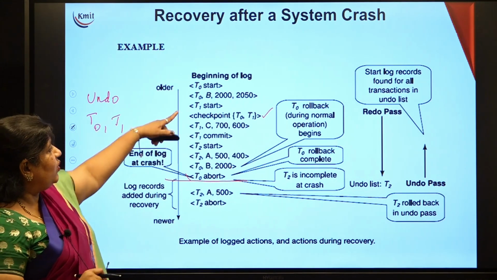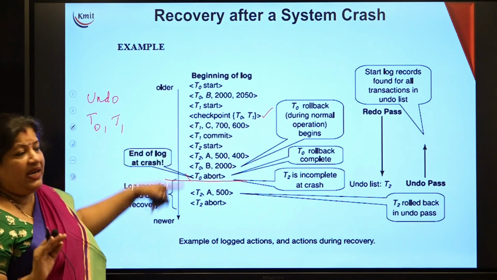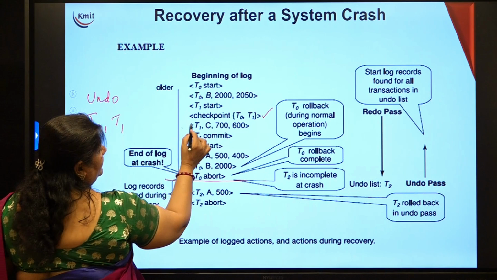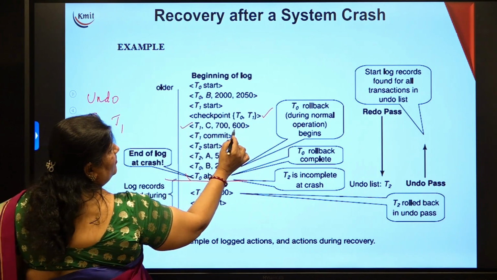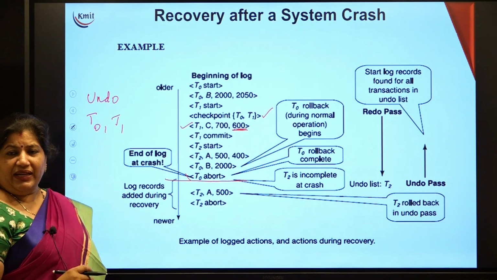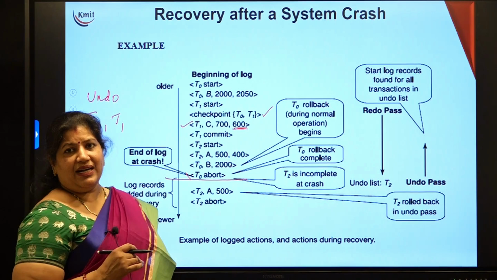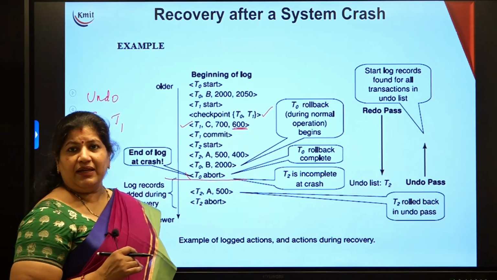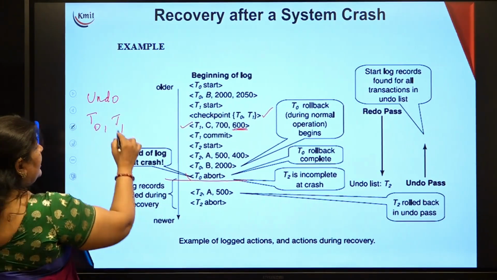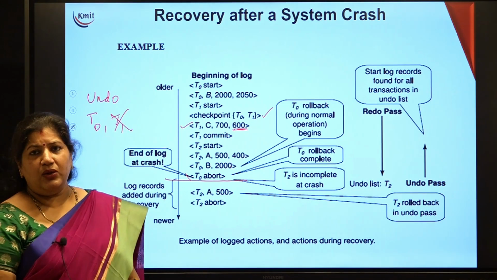Let us try to do it. From here, what is it going to do? It is going to redo the operations. Now look at this. It is going to update the C value to 600. Transaction T1 is going to update the value to 600. Now I see that there is a commit. Because there is a commit, this will be removed from the undo list. T1 is no more in the undo list.